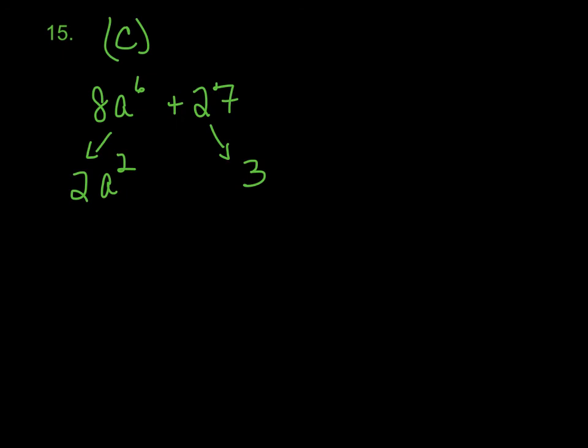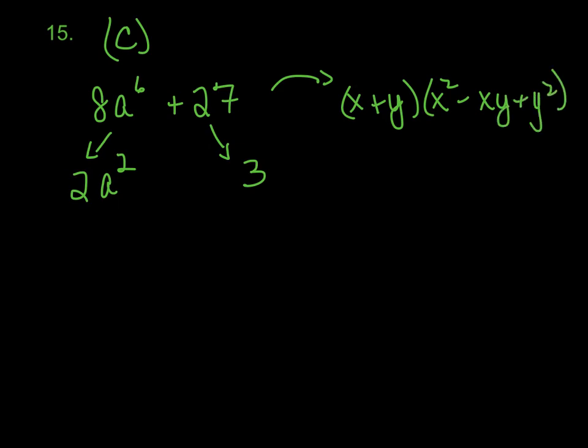So if you recall the formula, we can use x's and y's, we can use a's and b's, it doesn't really matter. X plus y in this case, because I have a sum. And then it's going to be x squared minus xy, and then plus y squared. That's the general formula. x representing the first term, and y representing the second term. So the 2a squared would be the first term, and the 3 would be the second term.